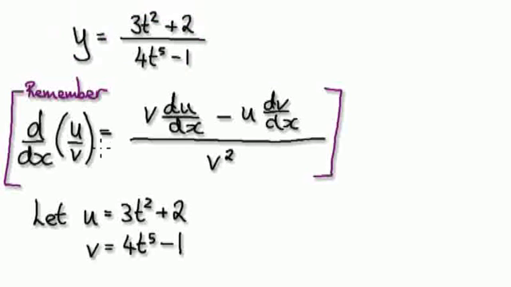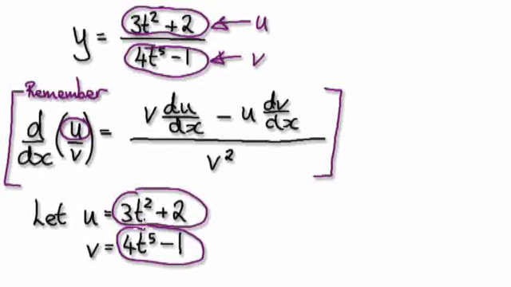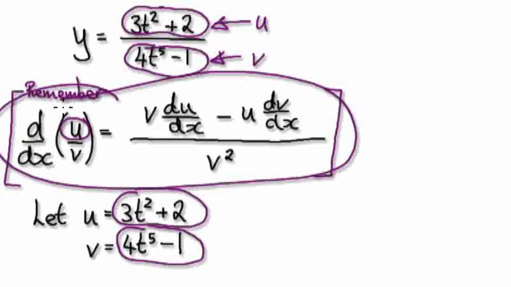Okay, so to do this here, visualize one bubble divided by this bubble here. So this is your u, and this here is your v. So you start out by saying let u equals this and v equals this. Then you would use this formula here.